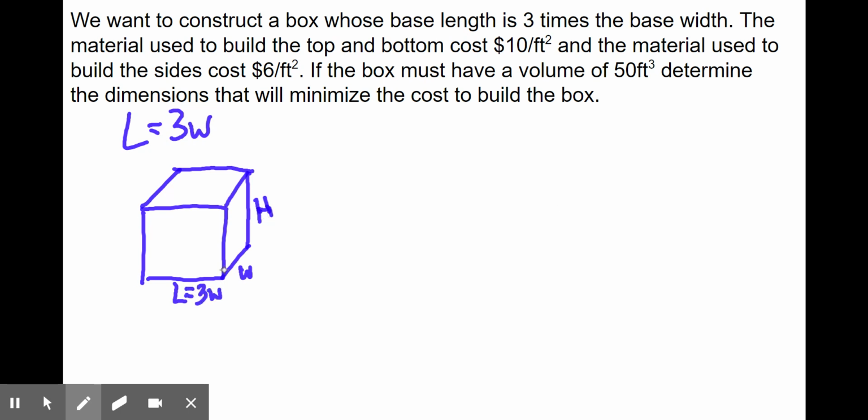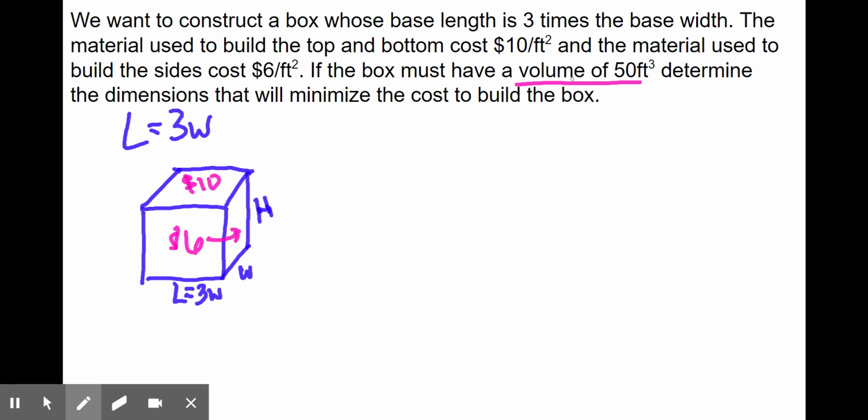L is 3W. The material used to build the top and bottom of the box is $10 a square foot. So this is $10 per square foot on the top and on the bottom. The sides are all 6 dollars per square foot. So it's 6 for each one of these sides around, 10 on the top and the bottom. The box must have a volume of 50. Determine the dimensions that will minimize the cost to build the box.